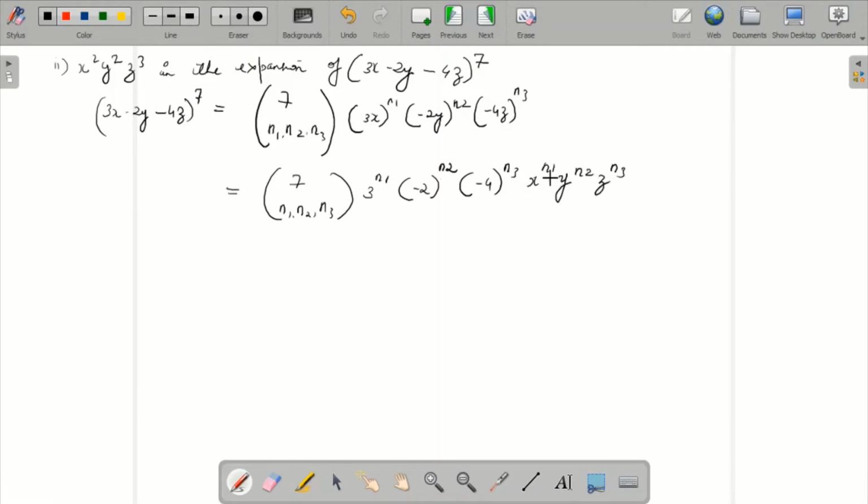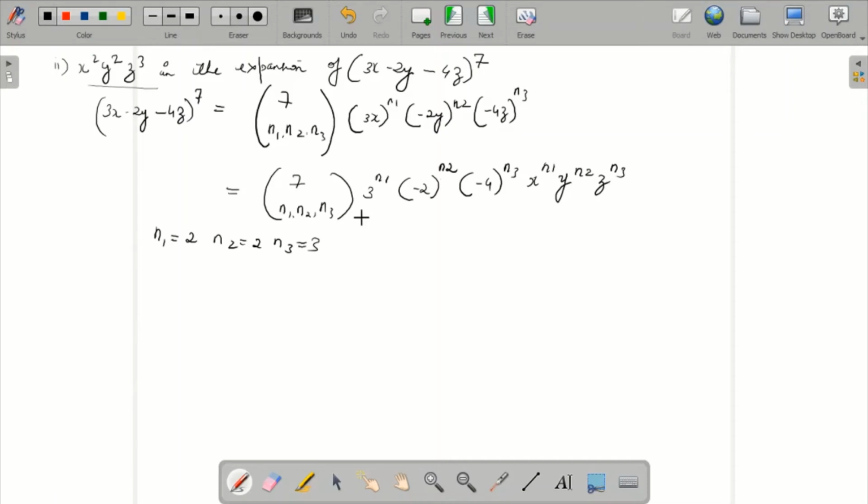Since directly we want to find x square y square z cube, I'll just substitute. When you substitute n1 is equal to 2 and n2 is equal to 2 and n3 is equal to 3, you will get this itself, x square y square z cube, and this is the coefficient. So let us substitute this.